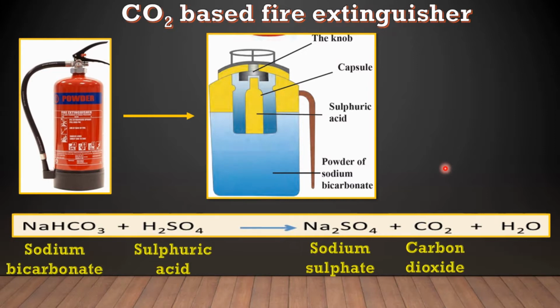In modern fire extinguishers, liquid and solid carbon dioxide is filled under pressure. On reducing the pressure, it becomes gaseous and comes out forcefully through the horn-like hose pipe.